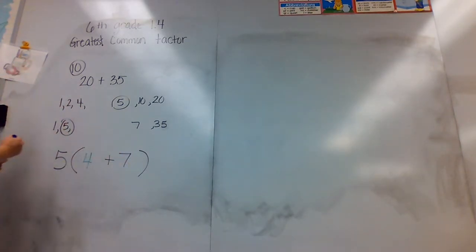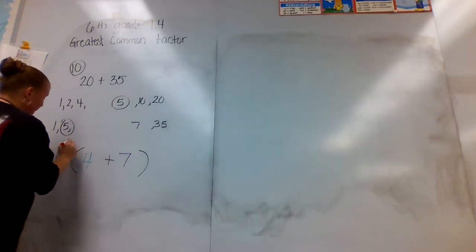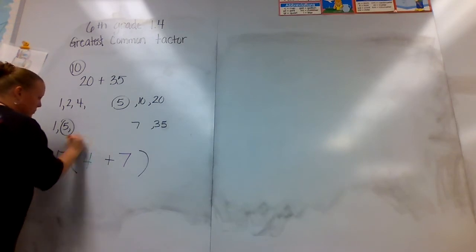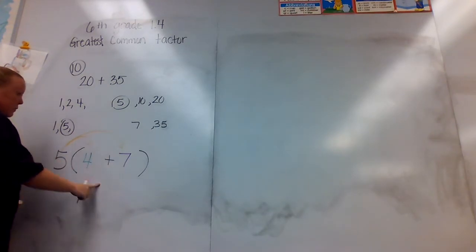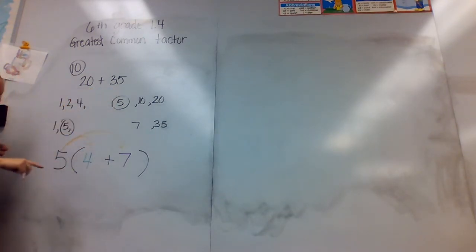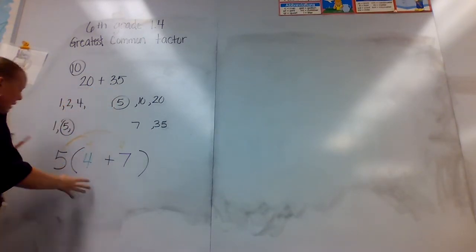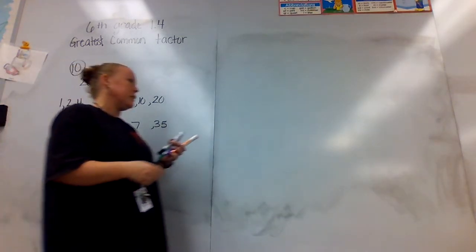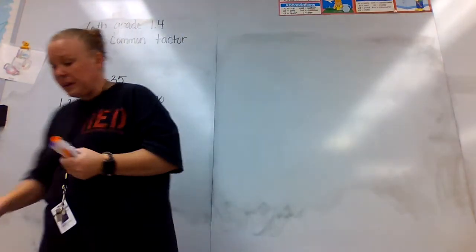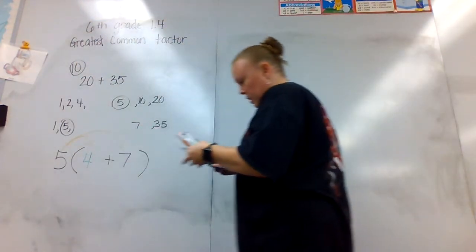So now if I were to have used the distributive property, I would get 20 plus 35. That's what they have, okay? So we're wanting you to pull out the greatest common factor so that you can use the distributive property on it, okay?